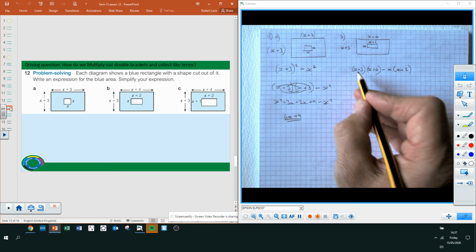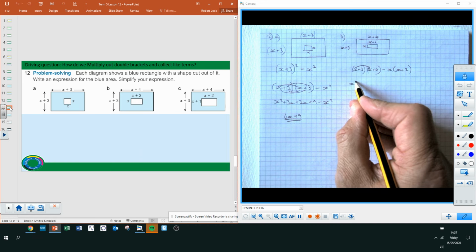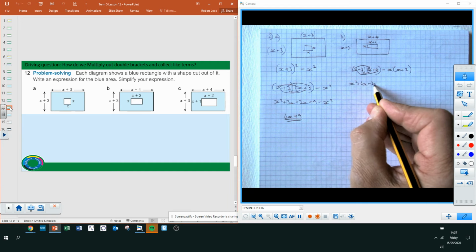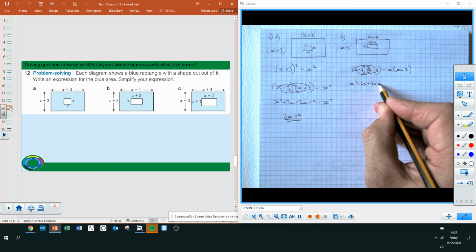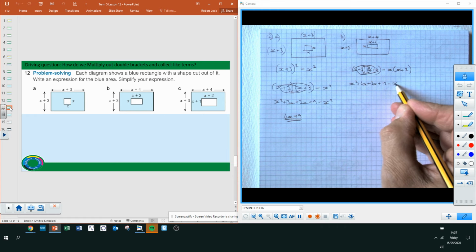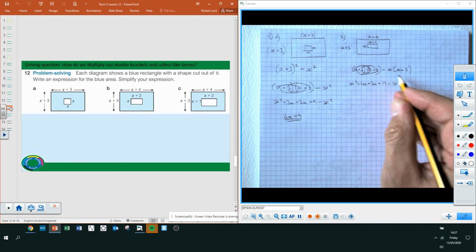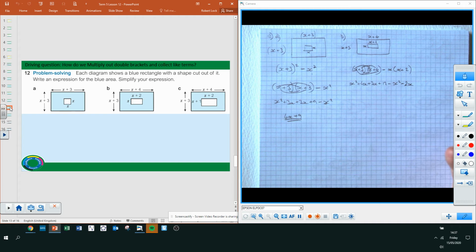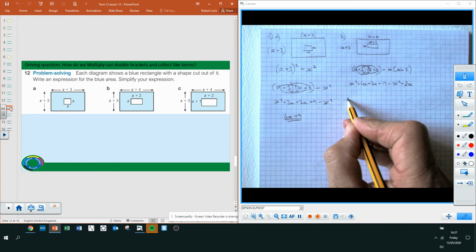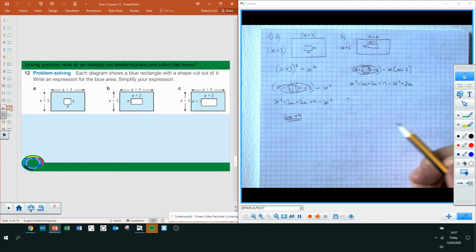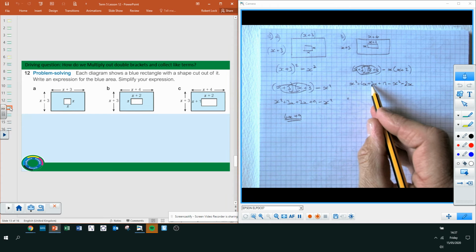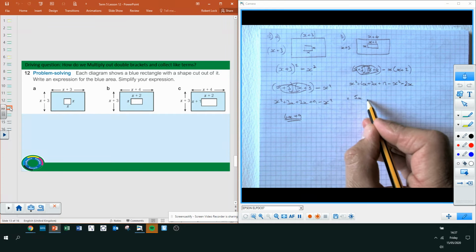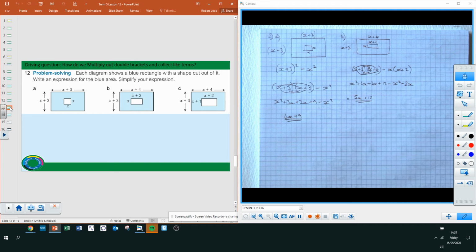So multiply out the brackets. This one will be x squared plus 4x plus 3x plus 12, minus x times x, x squared, and x times 2, a plus and a minus makes a minus 2x. Collecting like terms, x squared take away x squared is nothing. 4 plus 3 is 7, take away 2 is 5x. 5x plus 12. Answer.